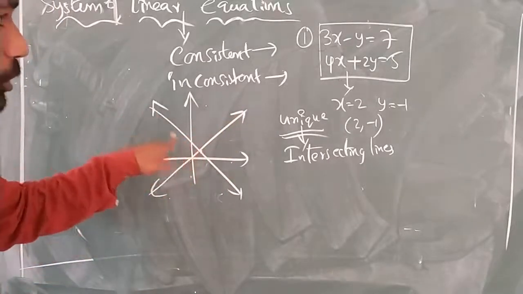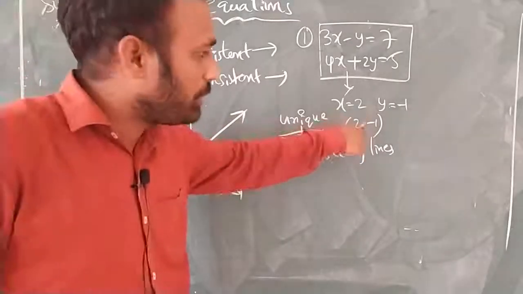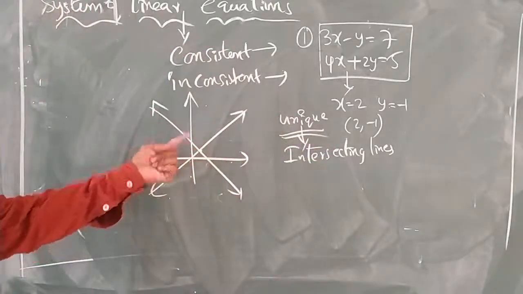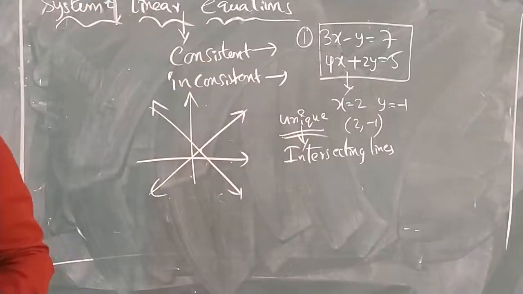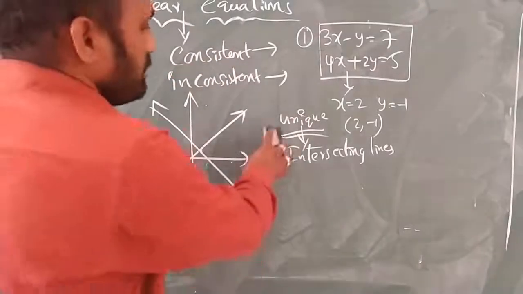So we call these two lines intersecting lines if they have a unique solution, and when we get intersecting lines, we call that system of linear equations consistent. So that is when I can call it consistent.